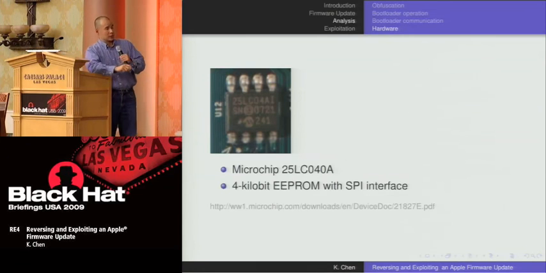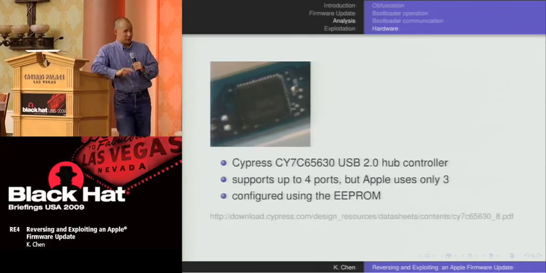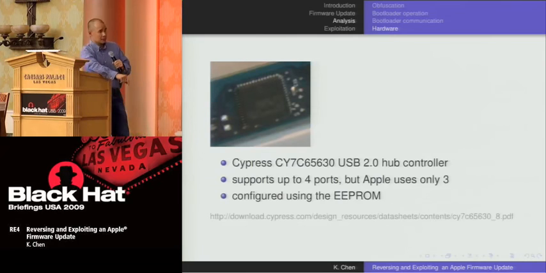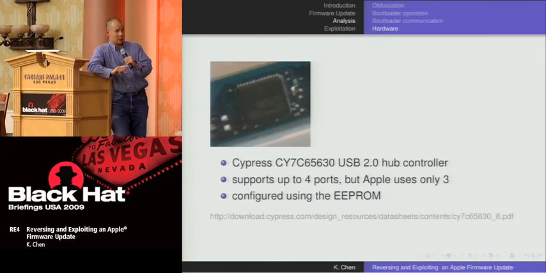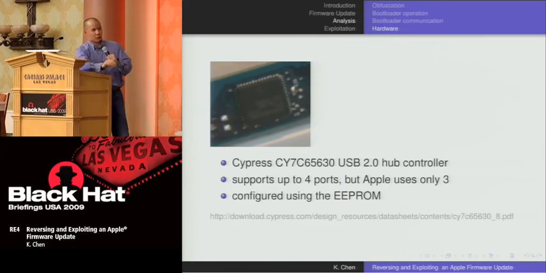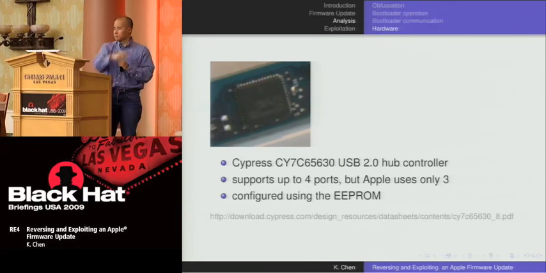Also, one of the chips on that board is this serial EEPROM from Microchip. It's a SPI chip. They could very well have used something from Atmel or ST Microelectronics; it's a very commodity part. And then there is this hub controller. This USB 2.0 hub controller is also from Cypress, and it supports up to 4 ports, although Apple only uses 3 of them. And that serial EEPROM from the previous slide configures this chip.